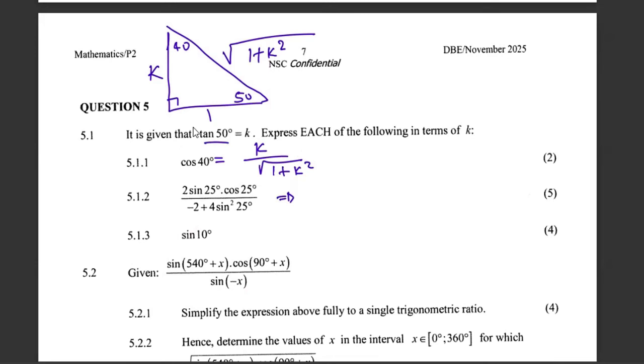Okay. And then 5.1.2, if I look at this, 2 sine 25 cos 25 is the same as sine of 2 times 25, divided by, this looks like a double angle something something. Let me take out the negative 2. What am I left with? A positive 1 minus 2 sine squared of 25.